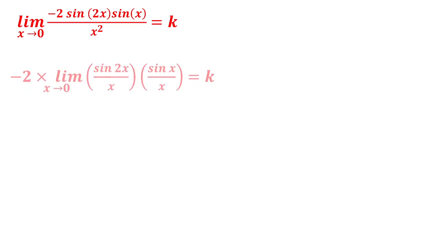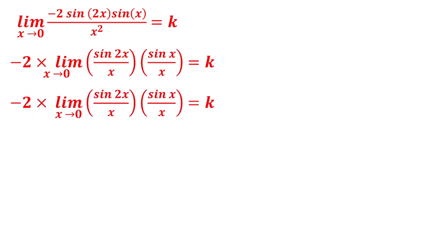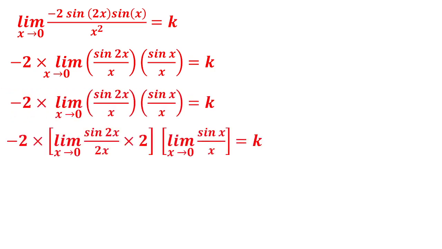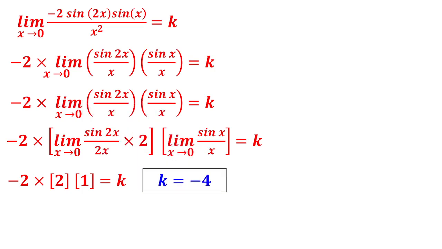Therefore, the numerator will become minus 2 sin 2x into sin x, taking minus 2 outside. First limit is sin 2x by x, second limit is sin x by x. And all of you know that for this sin 2x you have to multiply and divide by 2. The value of the first limit is 2, the value of the second limit is 1. Therefore, k is equal to minus 4.